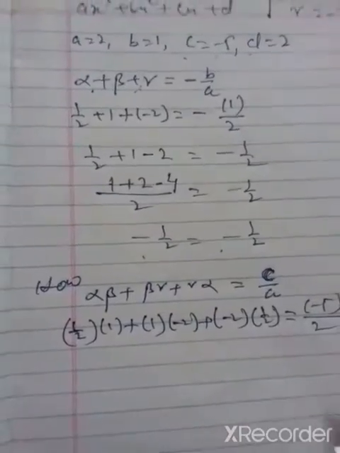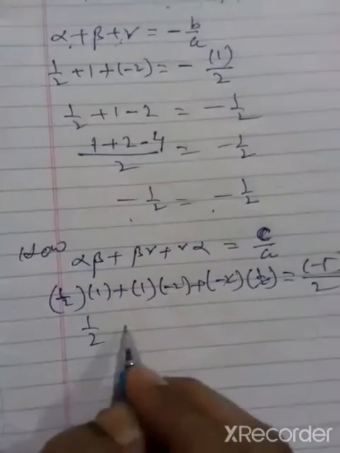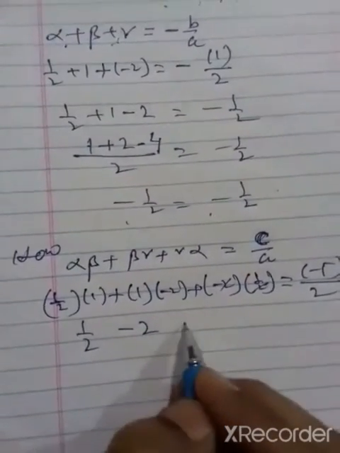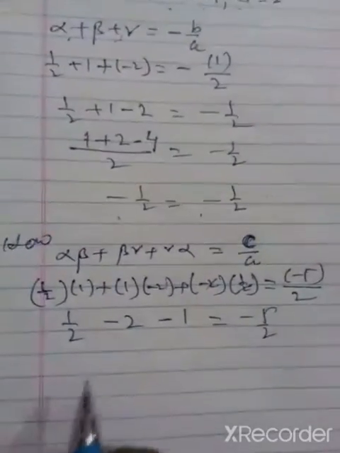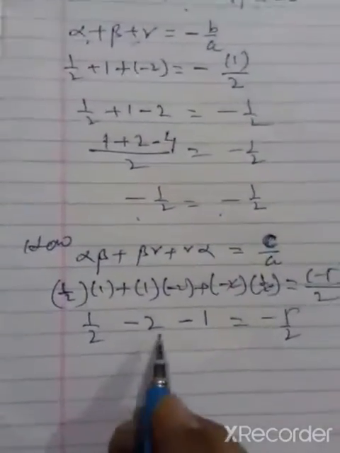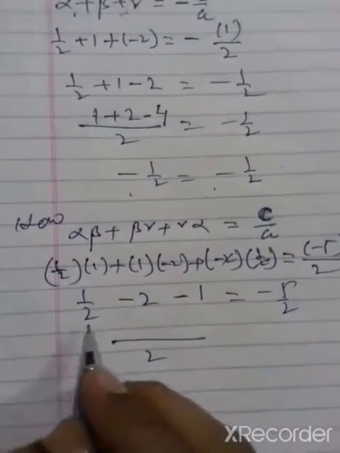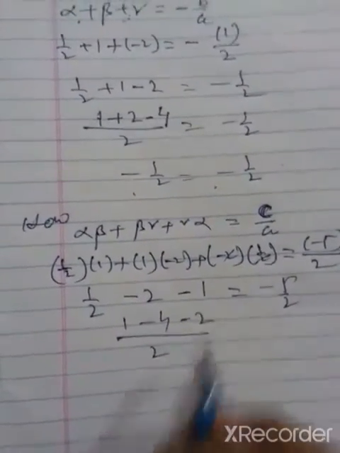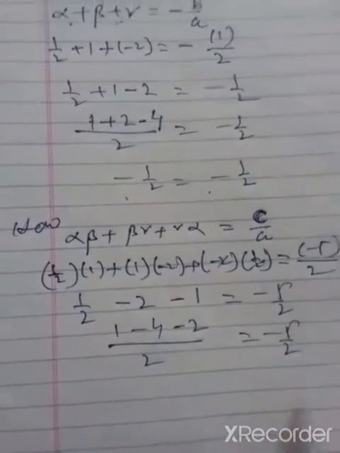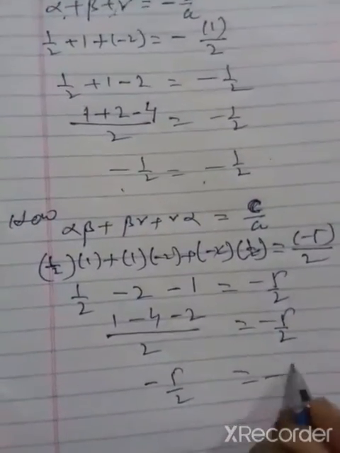A is what? 2. Okay, so this 2 is cancelled by this 2. So here we can have 1 by 2 minus 2, and plus minus is minus 1, equals minus 5 by 2. Okay, so you can see, take 2 common, LCM. So this will be 1, and 2 2s are 4, 2 1s are 2, minus 5 by 2. 4 and 2 is 6, minus 6 plus 1, that is minus 5 by 2 equals minus 5 by 2. This is also verified.